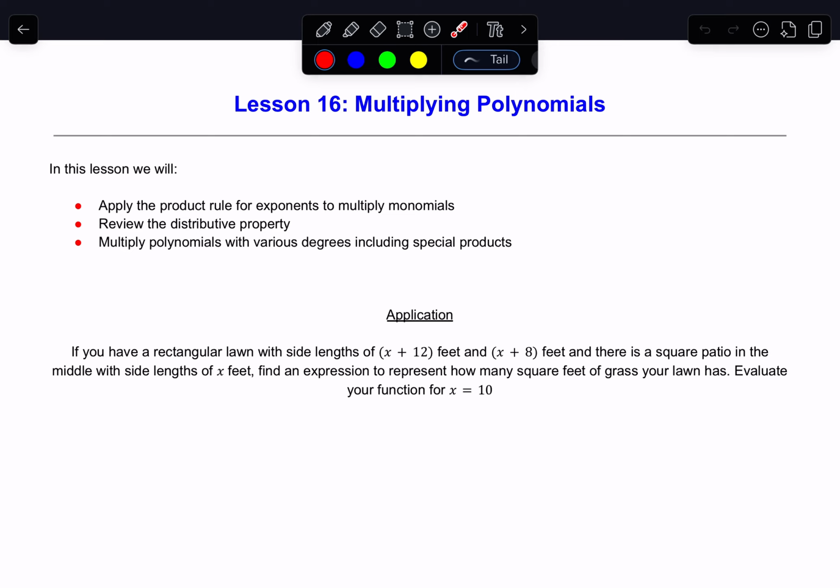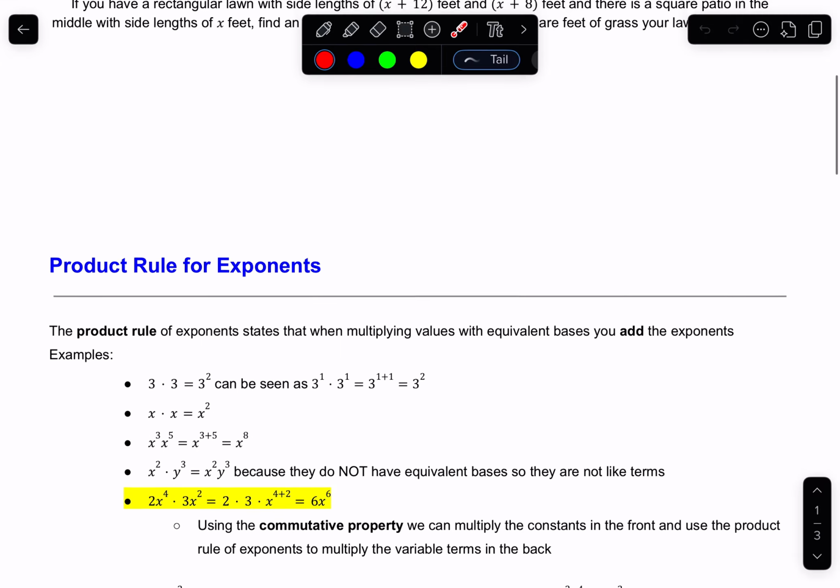All right, so the application we are building up to: if you have a rectangular lawn with side lengths of x plus 12 and x plus 8, and there is a square patio in the middle with side lengths of x feet, we want to find an expression to represent how many square feet of grass your lawn has. And then we're going to evaluate this function for x equals 10. So we have a rectangular lawn, and in the middle we will have a square with side lengths of x. That's going to take away from the grass, but then we'll plug in x equals 10 to find out how much grass we actually have. All right, we'll come back to that one later.